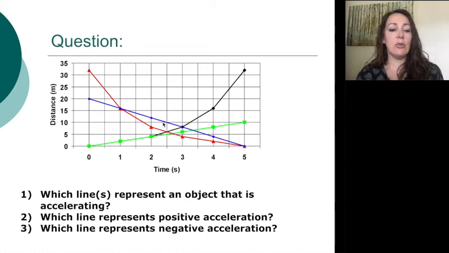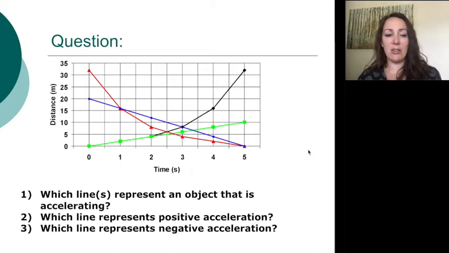So I want you to tell me which line represents an object that is accelerating, which line represents positive acceleration, and which line represents negative acceleration. So hit pause for a second and look at that and let me know what you think.